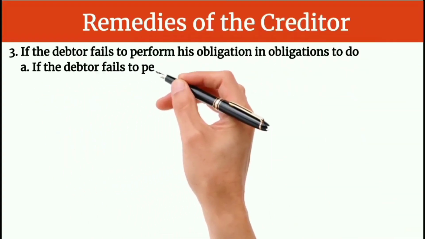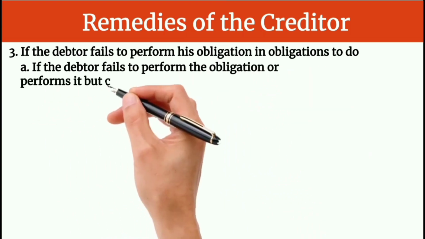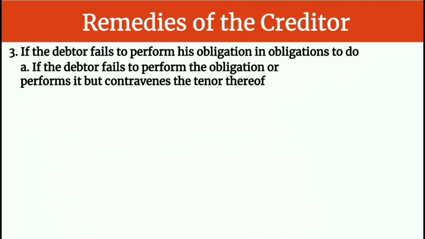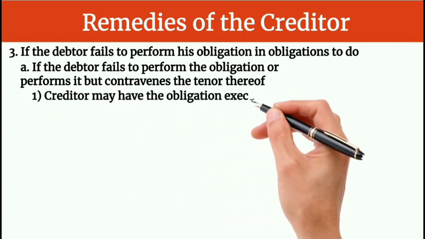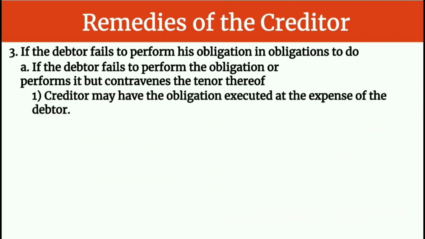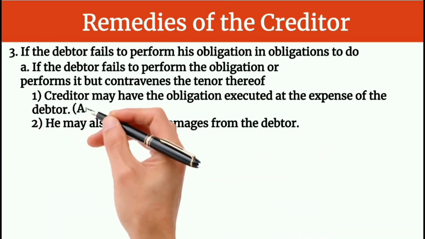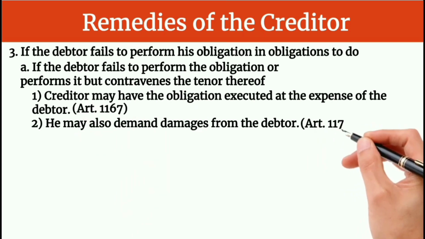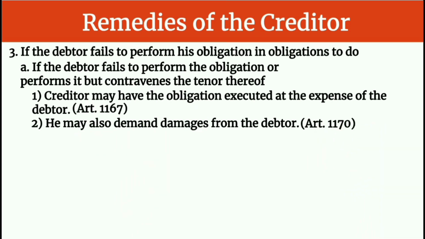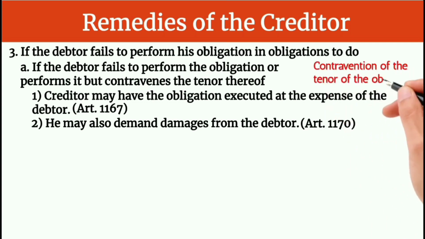Unahin natin yung A. If the debtor fails to perform the obligation or performs it but contravenes the tenor thereof, the creditor may have the obligation executed at the expense of the debtor, and he may also demand damages from the debtor. These are Article 1167 and Article 1170 of the New Civil Code of the Philippines. Meron tayong tinatawag dito na contravention of the tenor of the obligation. Kapag sinabing contravention of the tenor of the obligation, ito yung violation of the terms and conditions of the obligation.